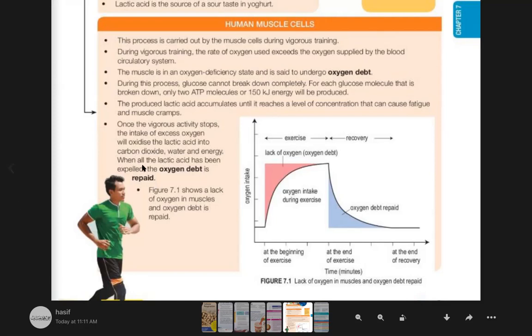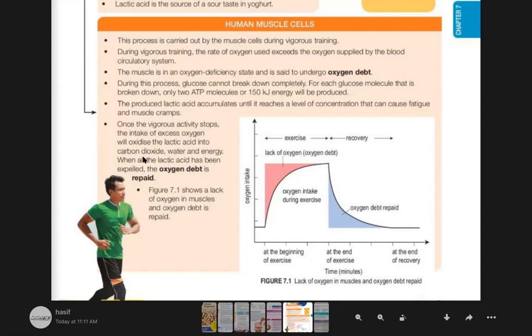Tapi when you stop your vigorous exercise, lepas awak habis jogging, okay, bila awak dah habis jogging kan, awak perasan tak awak akan breathe in and breathe out repeatedly. Sebab apa? Sebab awak nak ambil lebih banyak oksigen, betul tak? Oksigen yang awak ambil yang masa tu, excess oksigen tu akan oxidize, breakdown lactic acid tu ditukarkan kepada carbon dioxide, water and energy. Sebab itulah bila awak ambil banyak oksigen tu, oksigen tu akan tukar lactic acid tu. Lactic acid ni tak boleh lama-lama dalam body kita.